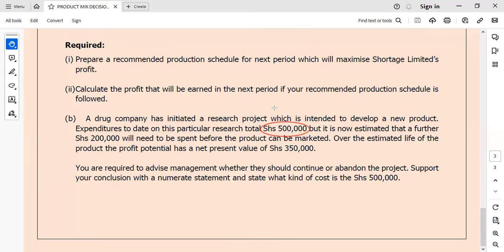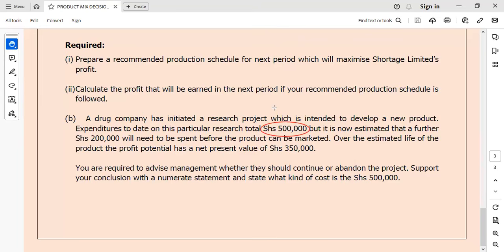Expenditures to date on this particular research total shillings 500,000. So 500,000 has already been incurred. So this is a sunk cost. And of course, we cannot avoid this. It has already been incurred. So a sunk cost is irrelevant for decision-making purposes. So the 500,000 shillings is irrelevant for decision-making purposes.